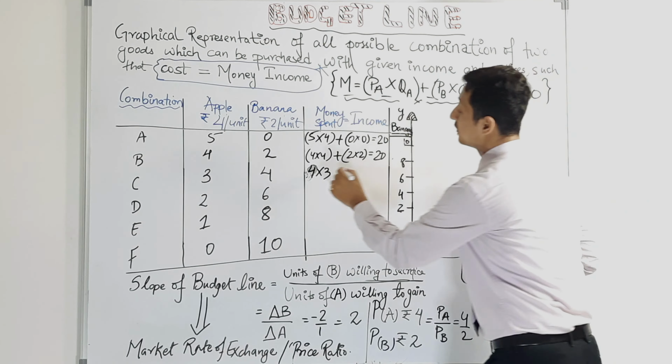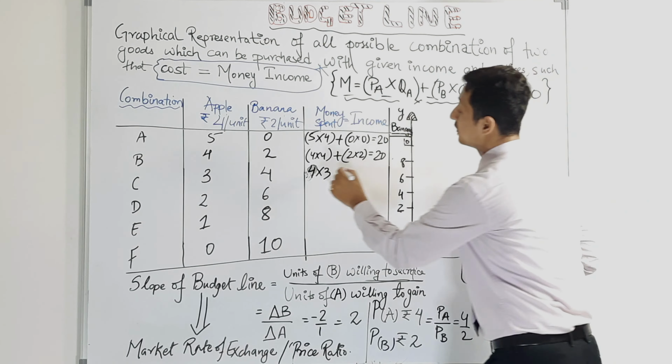Now the other combination, combination D, 2 units of apple, 4 into 2, 8, plus 2 into 6 of banana, that is 12, that is again 20. In the same way, 4 into 1, 4, plus 2 into 8 gives us 16, that is 20.